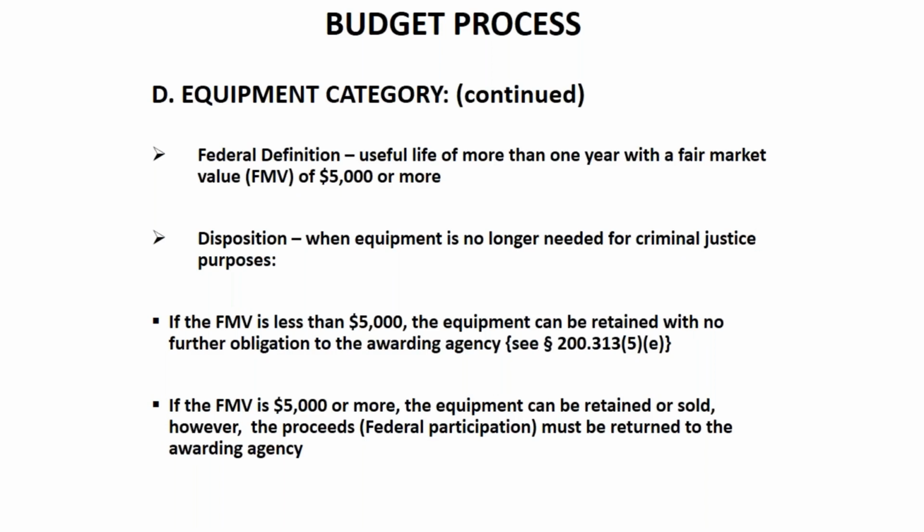Under that same guideline, if you purchase equipment under the federal policy, if the fair market value is $5,000 or more, the equipment can either be retained or sold. However, if you do sell that equipment, any proceeds must be returned back to the federal government or the awarding agency.